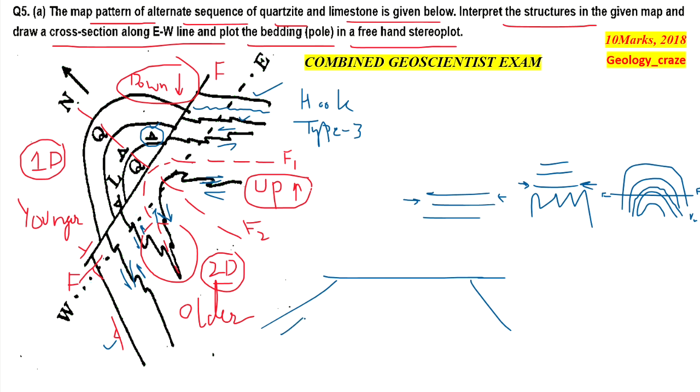So if this is sinistral, we are plotting dextral. For this also, same. But for this, this is actually what we have to plot changed. And for this side, this is the actual we have to plot changed. This side, we have to plot dextral, in this part also. And then there is no folding, so it means the unconformity.